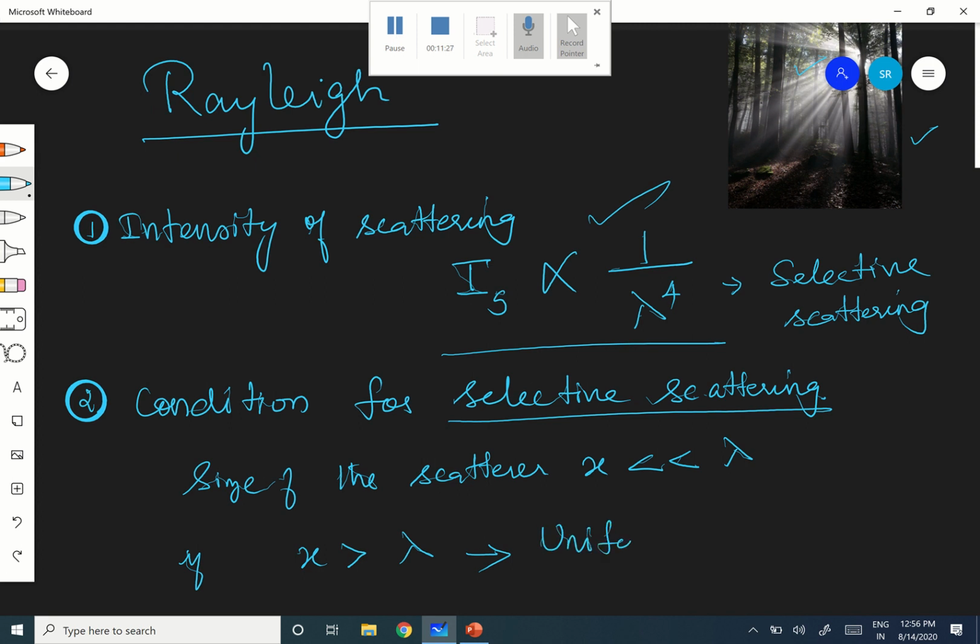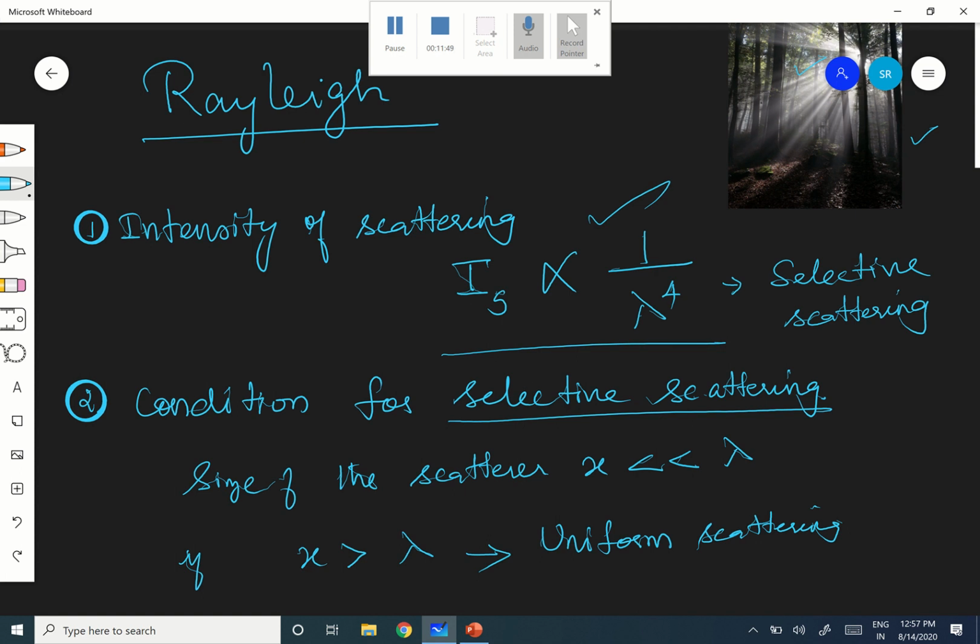Uniform scattering, that is, no selective scattering. Are you following? This is very, very important. These are the two conditions. According to Rayleigh, the intensity of scattering is inversely proportional to the fourth power of the wavelength. That is what is called selective scattering. And selective scattering is possible only with respect to the size of the scatterer.